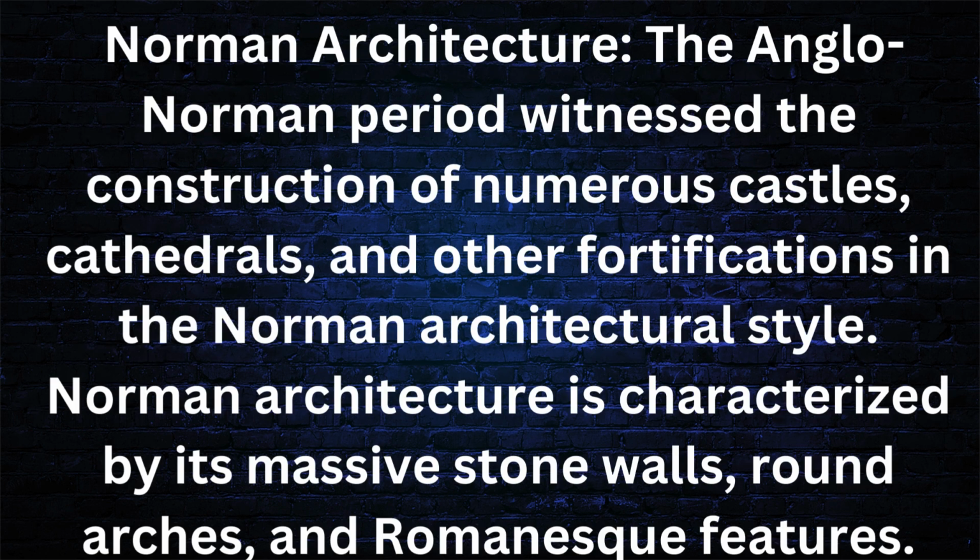The sixth one is the Norman architecture. The Anglo-Norman period witnessed the construction of numerous castles, cathedrals, and other fortifications in the Norman architectural style. Norman architecture is characterized by its massive stone walls, round arches, and Romanesque features.